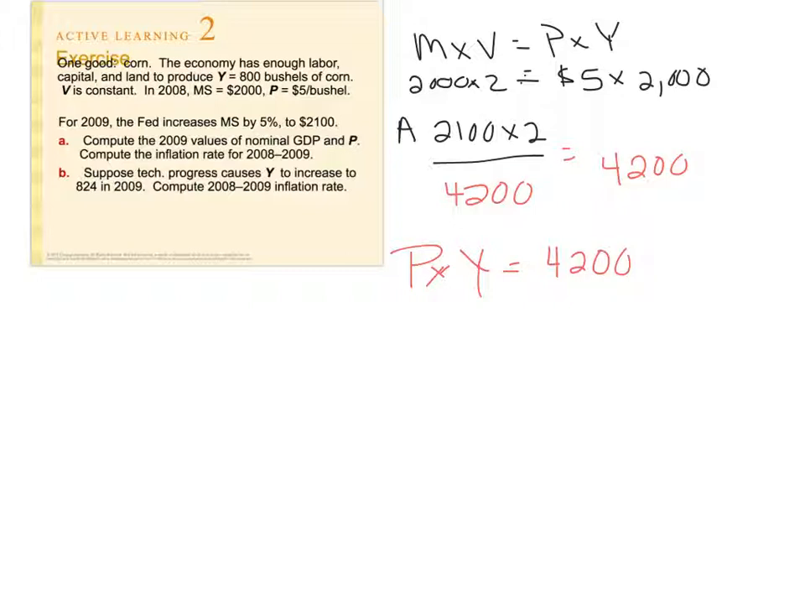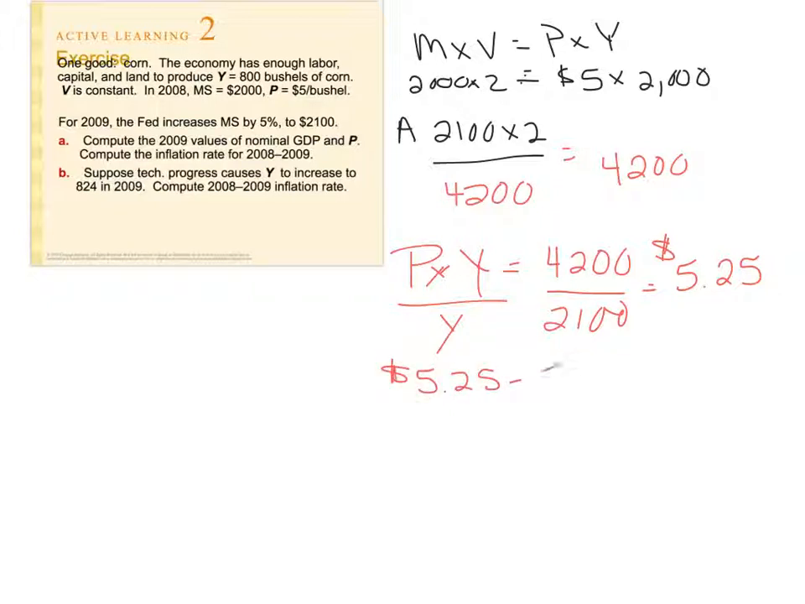Okay, and if we take P times Y and we divide that by Y, we're going to be left with P. So we divide that by 2100, and then we're left with $5.25. If we want to look at how this has changed then, for our inflation rate, we have $5.25 minus $5 over $5, and that equals 5%.